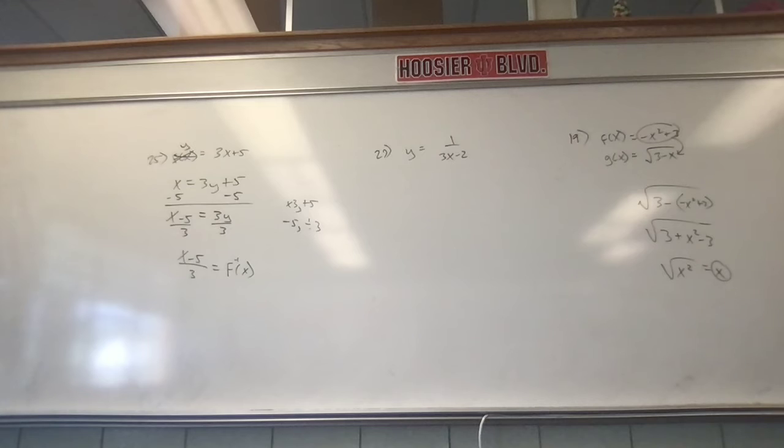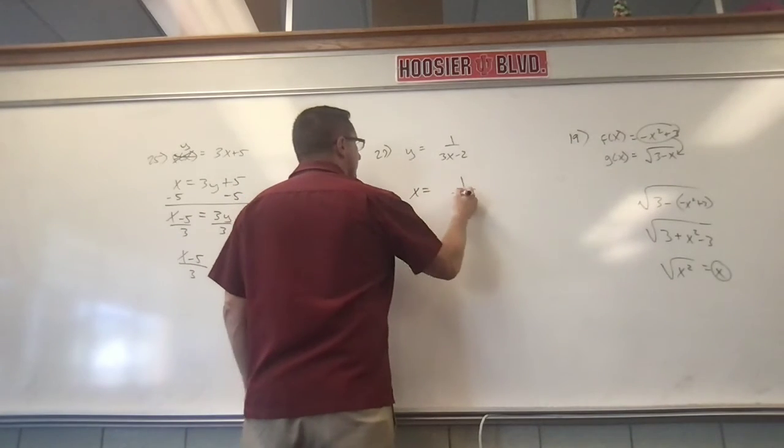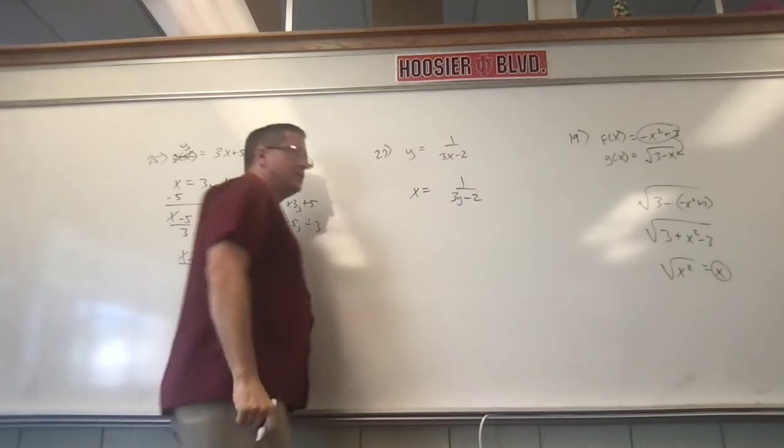Put the y. Put the y what? Put the x and y. Flip the x and y. Yep. Flip the x and y. So we're gonna have x equals 1 over 3y minus 2.